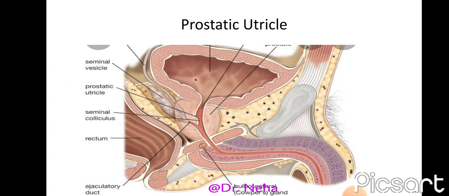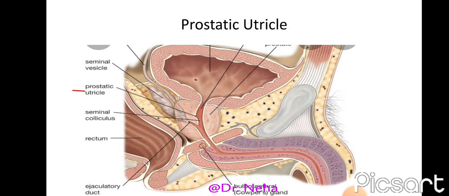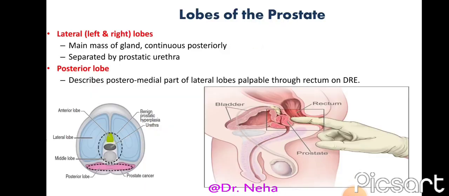Now the prostatic utricle we can see over here in the image. This is the prostatic utricle. This prostatic utricle is the remnant of paramesonephric ducts in case of males. Now the lateral lobes, there are 2 in number, right and left. They form the main mass of the gland, and these lobes are continuous posteriorly to form the posterior lobe. They are separated from each other by the prostatic urethra. Now the posterior lobe. This describes the posteromedial part of the lateral lobe, which is palpable through the rectum on DRE, that is digital rectal examination.